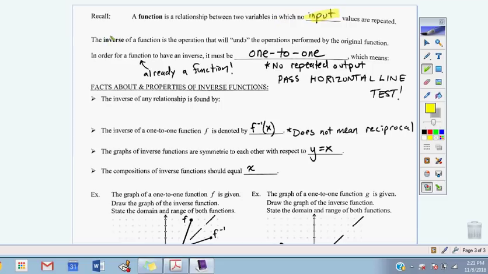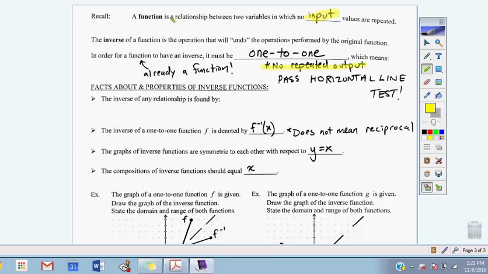But now to talk about the inverse of a function, the operation that will undo, like we talked about on the front side, we have to talk about a function being what we call one-to-one. So again, in order for a function to actually have an inverse, it must be a one-to-one function, which means no repeated output, okay? So again, think about this.